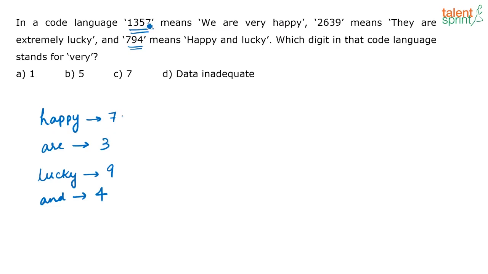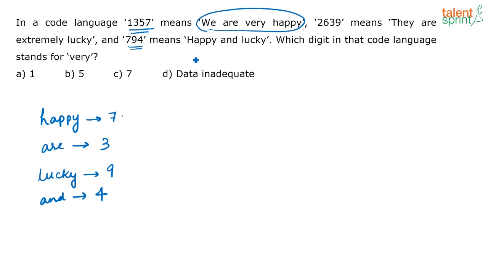Again, I'm trying to find out the codes of each of these words in this first set. If I find the code of each of these words, then I'll be able to find out which number stands for the word very. Correct? That's what I'm trying to do. So first I found out that happy stands for 7.